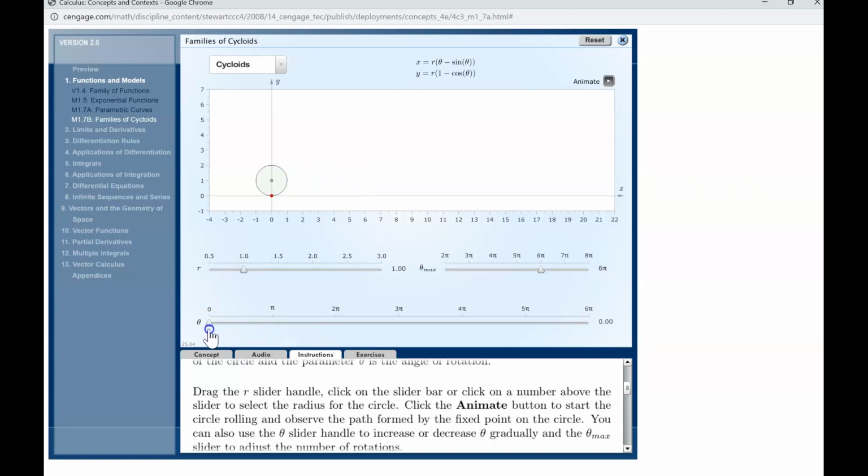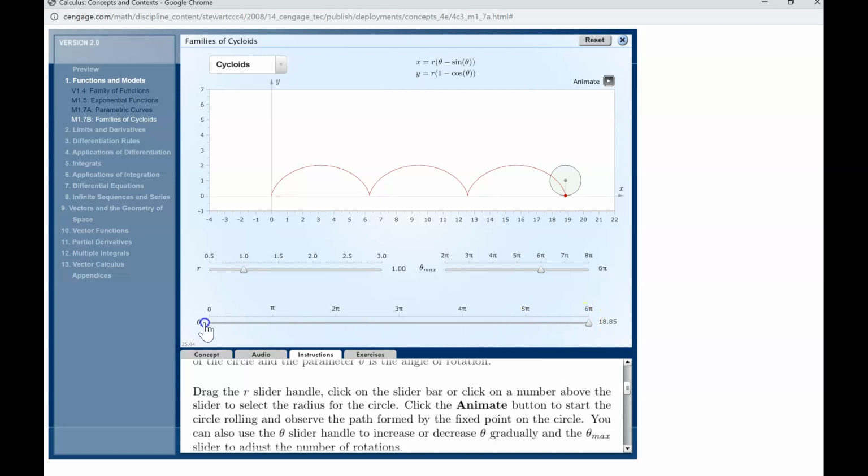So as it goes from 0 to pi, you see what's happening there. Then it goes to 2 pi, and it touches the x-axis. Then it goes to 3 pi, and it's at its peak, and then back down to 4 pi again on the x-axis. And then back up to 5 pi at its peak, and then 6 pi on the x-axis. So this tells you whether it is increasing or decreasing.